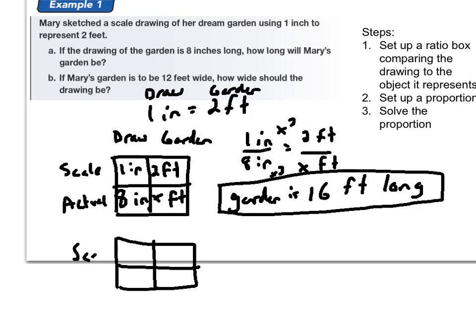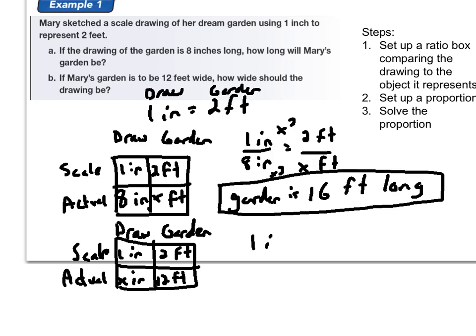We're going to have the scale, and the actual, and the drawing, and the garden. So again, the scale, 1 inch in the drawing, represents 2 feet in the garden. This time we know that the garden is 12 feet wide, and we want to know how wide the drawing should be. So how many inches should the drawing be?